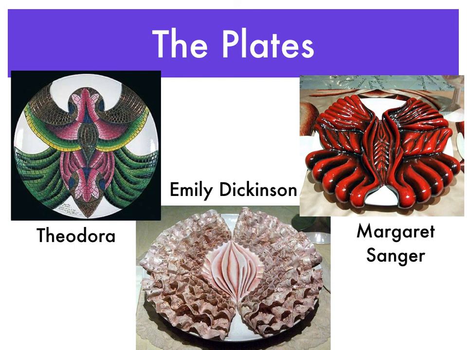The resistance she faced is represented in her plate. The bright red color of the plate is to proclaim women's bodies as their own. And the image on the plate, unlike any of the other plates, actually seems to be reaching around the edge of the plate and attempting to lift itself off the table. So this is again showing her rejection of her own culture.